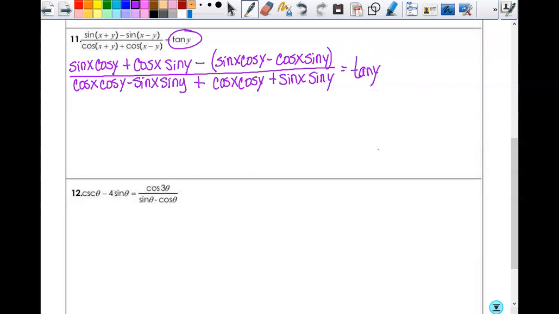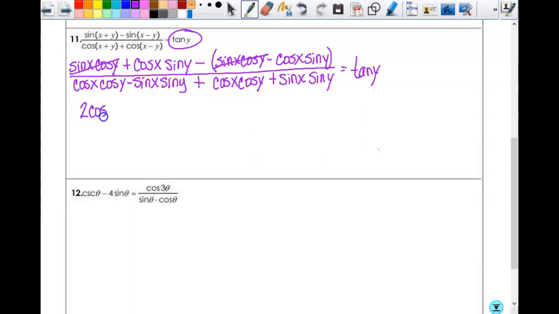Okay, so take a minute, let all that sink in, understand where this came from, okay? Because this all came from the sum and difference identities. So now I'm going to simplify things. I've got sine of x times the cosine of y minus the sine of x times the cosine of y. So these two cancel each other out.